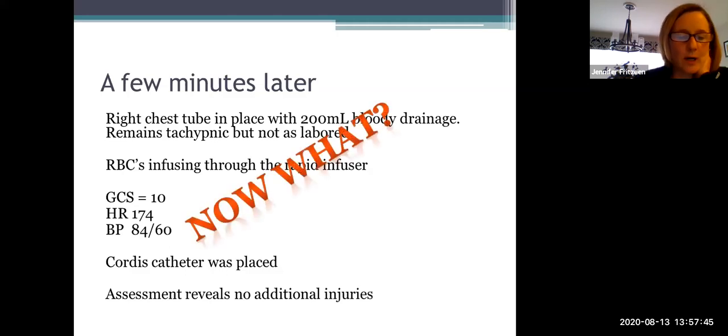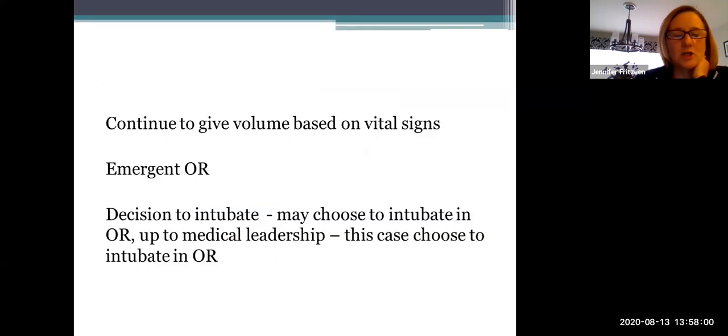Now we have to look at what's next. I think I can speak for all of us: none of us are happy with a heart rate of 174. And we've talked about pulse pressure. So we know, even though at first glance that looks okay, our pulse pressure is still pretty narrow. So we're going to continue to give volume based on those vital signs. And then the team may consider an emergent OR for her.